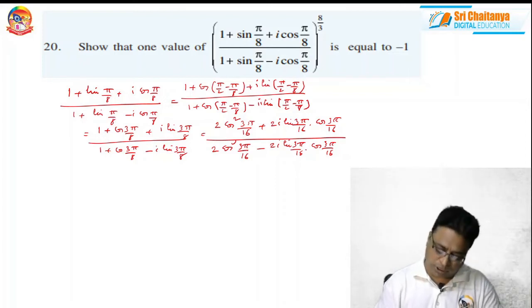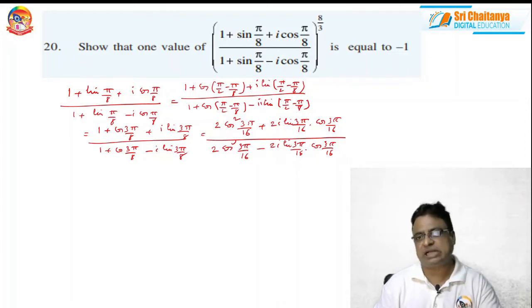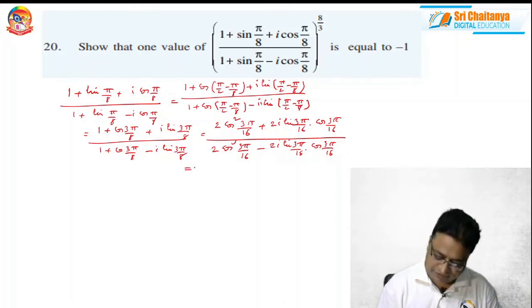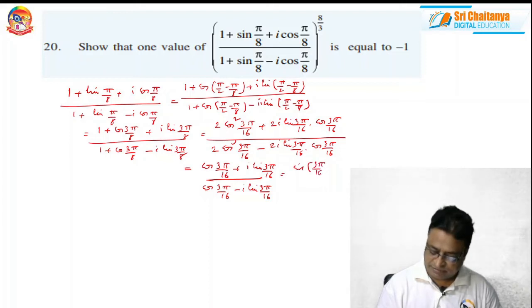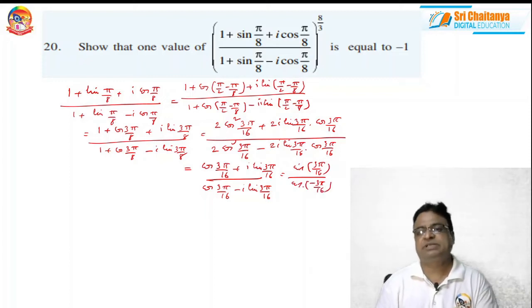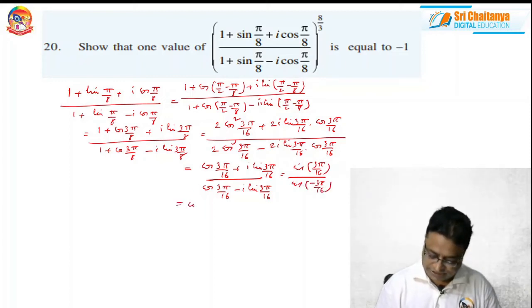Now you take 2 cos 3 pi by 16 from numerator as well as from denominator. They get cancelled and you will get (cos 3 pi by 16 plus i sin 3 pi by 16) by (cos 3 pi by 16 minus i sin 3 pi by 16). This I can write as cis 3 pi by 16 by cis minus 3 pi by 16. Cis alpha by cis beta is equal to cis(alpha minus beta). So this is cis 6 pi by 16, equal to cis 3 pi by 8.